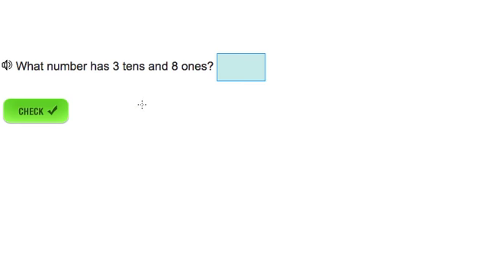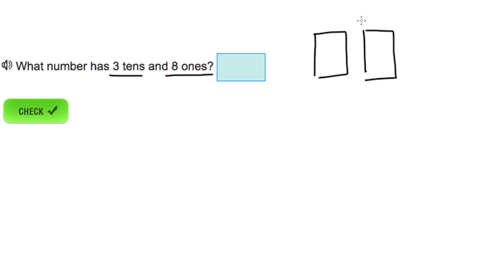So what number has 3 10s and 8 1s? So let's go ahead and draw our blank boxes here. We have to label our ones place and our tens place.